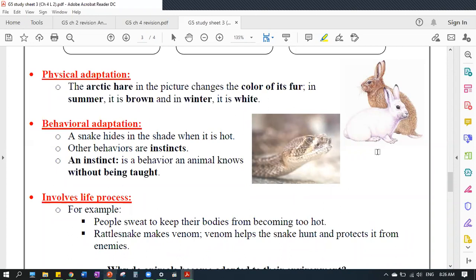An instinct is something the animal does without actually being taught. No one taught him to do so. Like, for example, guys, eating. We eat without being taught.